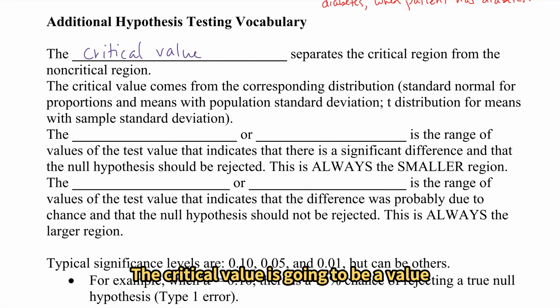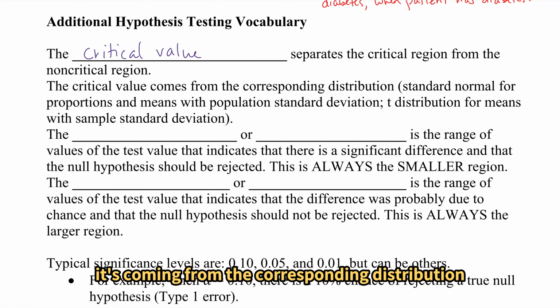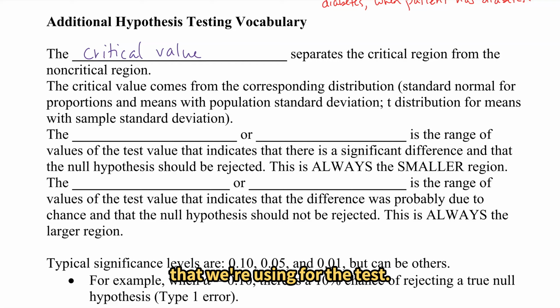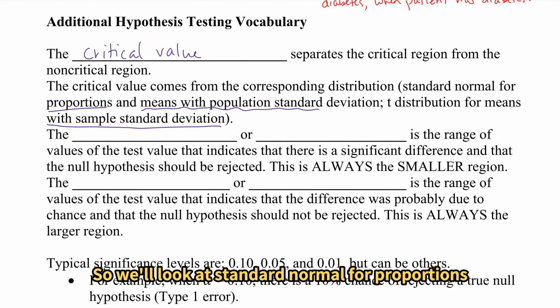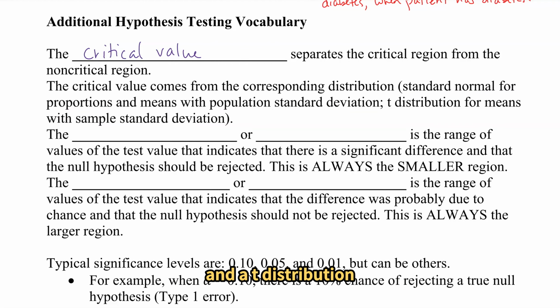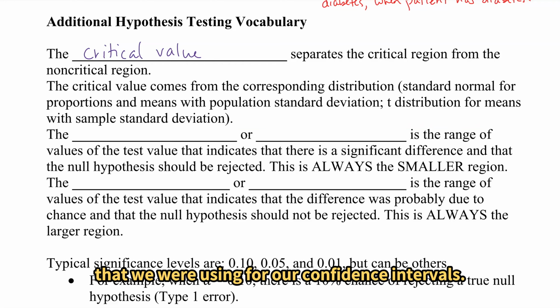The critical value is going to be a value that's coming from the corresponding distribution that we're using for the test. So we'll use a standard normal distribution for proportions, just like we used the standard normal to get our z alpha over 2s for the confidence intervals. So we'll look at standard normal for proportions and a t-distribution for means. Exactly the same distributions that we were using for our confidence intervals.